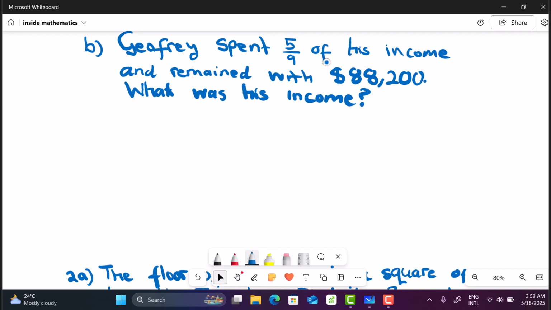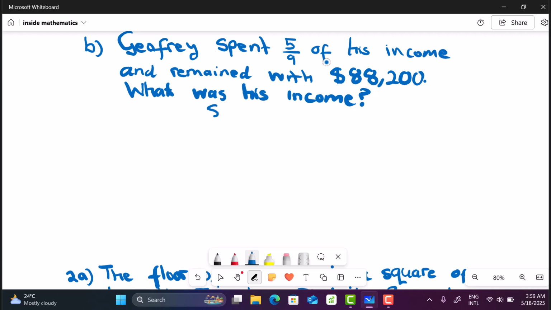And in this word problem we are having a question. Geoffrey spent 5/9 of his income and remained with $88,200. What was his income?